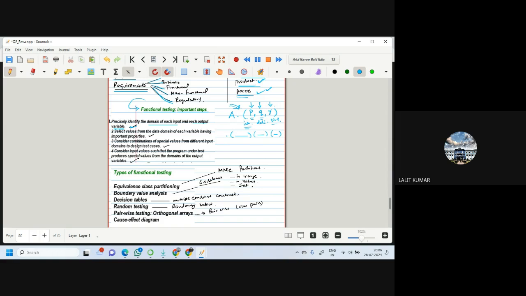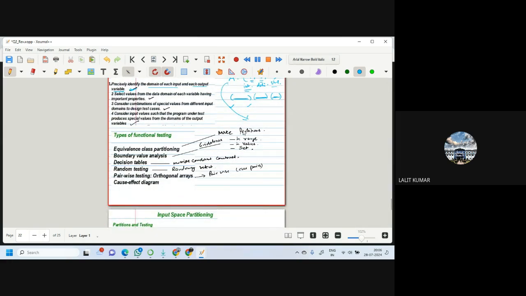Then what do we do? We make the partitions of these domains. We make the partitions of input variables. And then we give values one by one in the combinations to check whether my output is matching with this or not. So this is the functional testing. I will cover it here in detail.